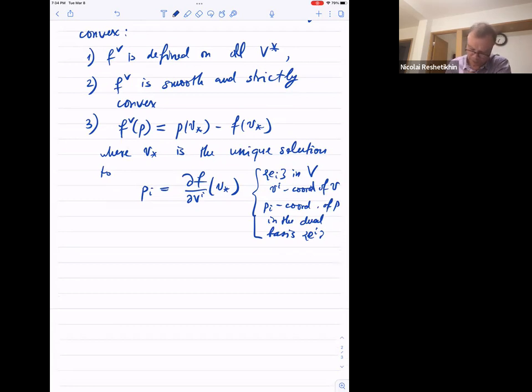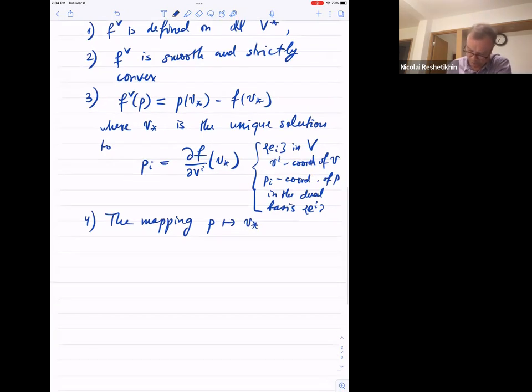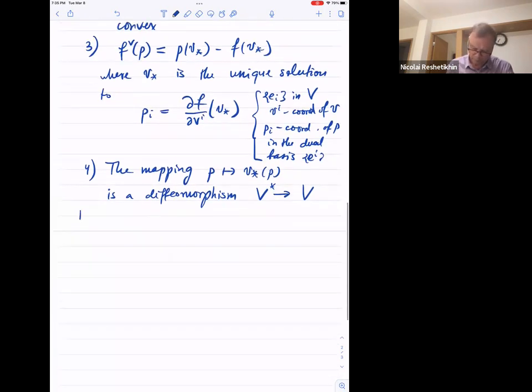Okay, and the fourth point is that the mapping P to V star is a diffeomorphism. It's a non-linear mapping, but it's a diffeomorphism from V dual to V. Okay, so proof. I'm not going to do this. It's a homework. It's not a very difficult statement.